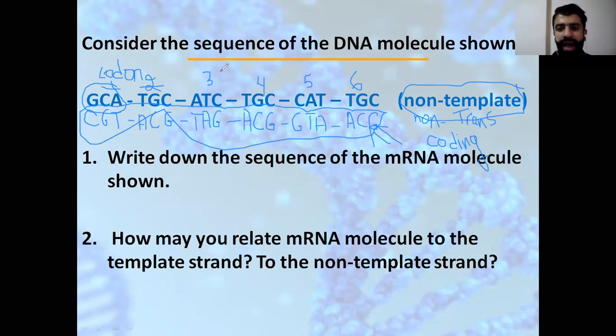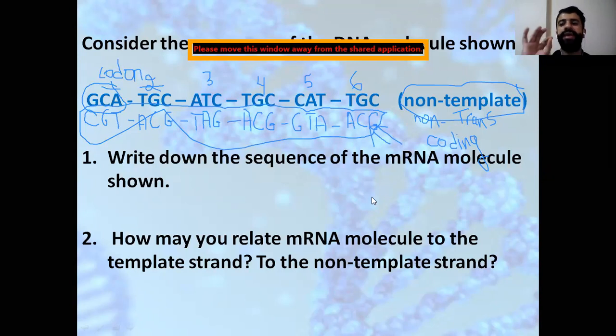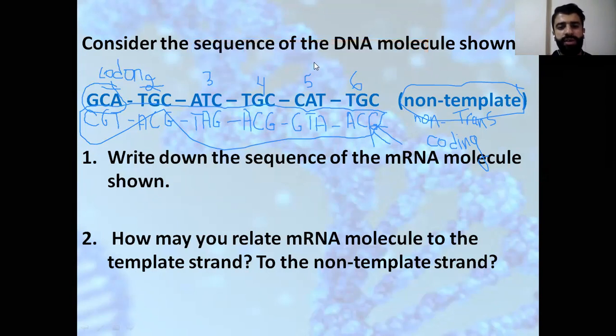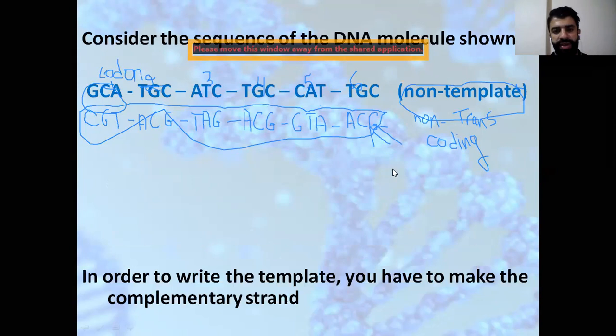Sequence of the mRNA. We said that it's the same as the coding, and instead of T, it's replaced by U. So it's going to be GCA, instead of T, UGC, ATC becomes AUC, TGC becomes UGC, CAT becomes CAU, TGC becomes UGC. Okay, so here, write down the sequence of the mRNA.